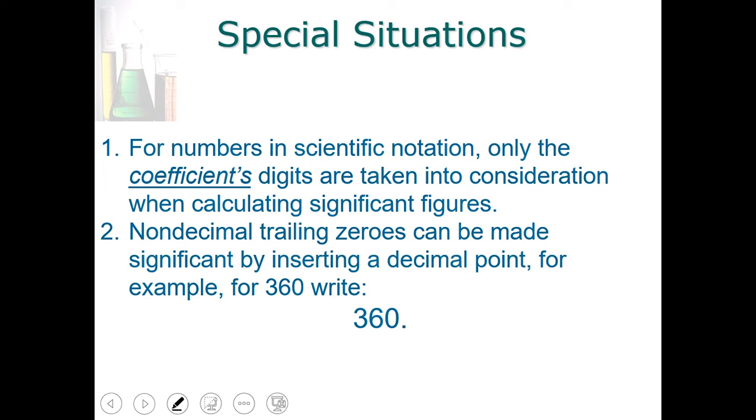If you want to make some non-decimal trailing zeros significant, you can insert a decimal point. For example, the number 360 at this point is only significant up to the tens of units. You know, the 3 and the 6, that 0 would not be significant. Again, some authors, some instructors would simply say that 360 is ambiguous. But I prefer to say, well, I'm going to put two sig figs on it, the 3 and the 6.